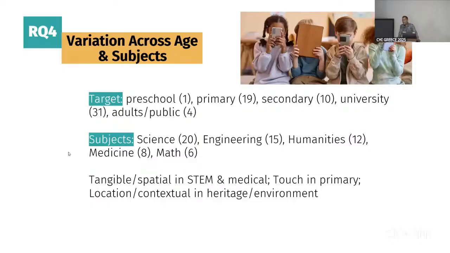And we again saw some patterns that emerged in STEM and medicine. Tangible and spatial inputs are common because you need to manipulate some complex structures. In primary education, touch and simple marker scanning dominate because they are easy and intuitive. And in cultural heritage or environmental education, location-based AR and annotations are common, which link also to real spaces.